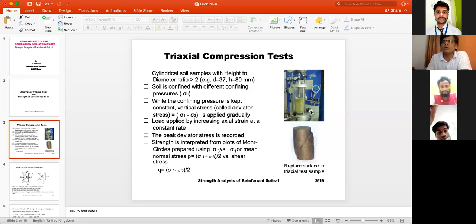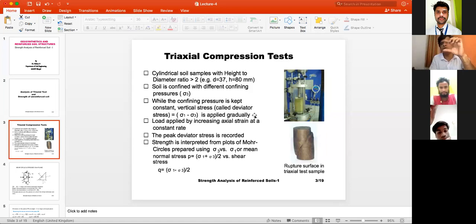These two valves, generally the black valves, we close. The confining pressure is kept constant. As in the field, for a particular depth the confining pressure is constant, here also we maintain the confining pressure constant. Then we slowly apply the vertical load from the top. Like the tensile strength test of a rebar, which you might have done, where we are pulling, but here generally we apply a compressive load.